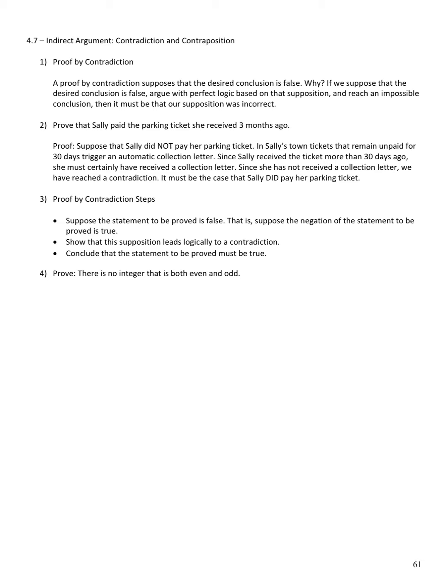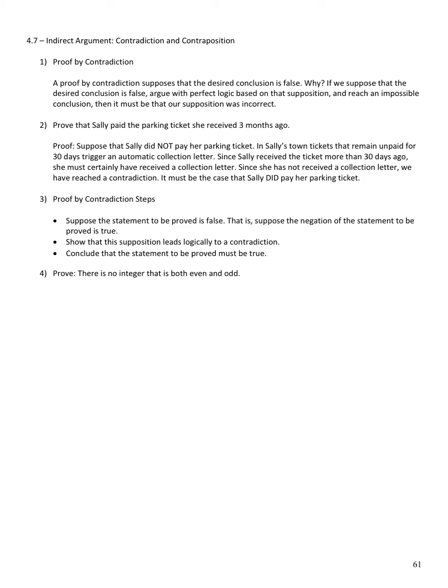Welcome to CSC 201, Lesson 4.7, Indirect Argument, Contradiction and Contraposition. A proof by contradiction supposes that the desired conclusion is false. Why? If we suppose that the desired conclusion is false, argue with perfect logic based on that supposition, and reach an impossible conclusion, then it must be that our supposition was incorrect.